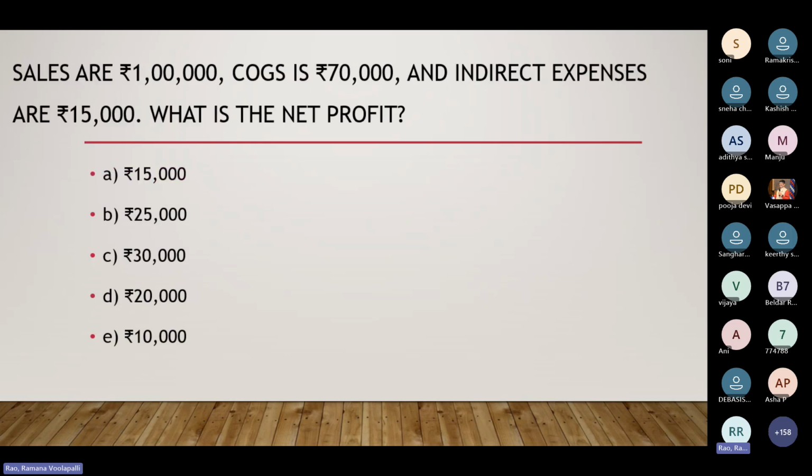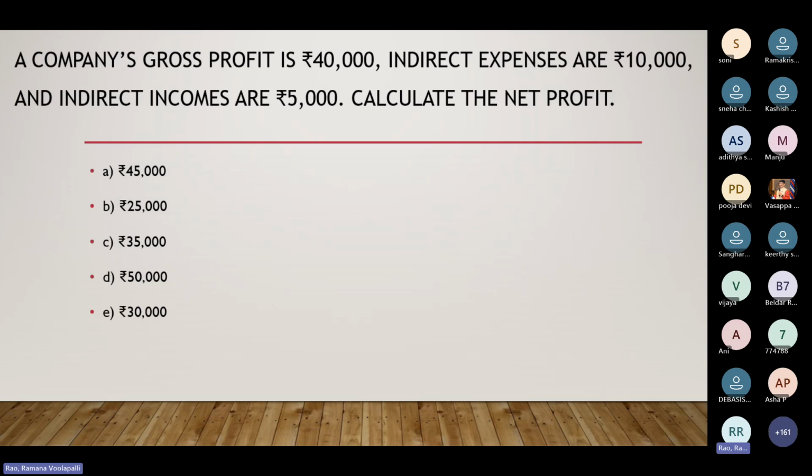Sales are 1 lakh. Cost of goods sold is 70. Indirect expenses is 15. What is the net profit? Give me the net profit. Some people say A. Great. Answer is A. Sales minus cost of goods sold is gross profit. 1 lakh minus 70, 30,000. Gross profit minus indirect expenses is net profit. 30 minus 15, 15,000.